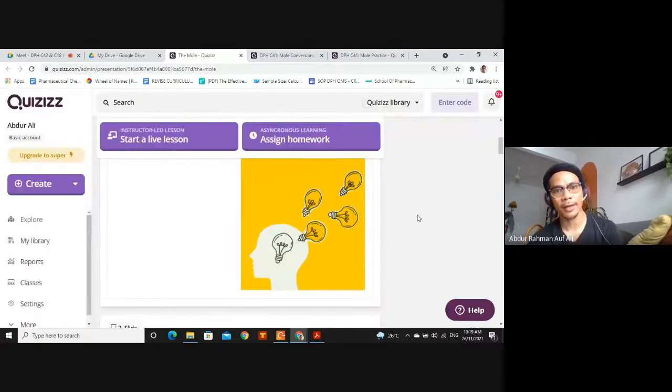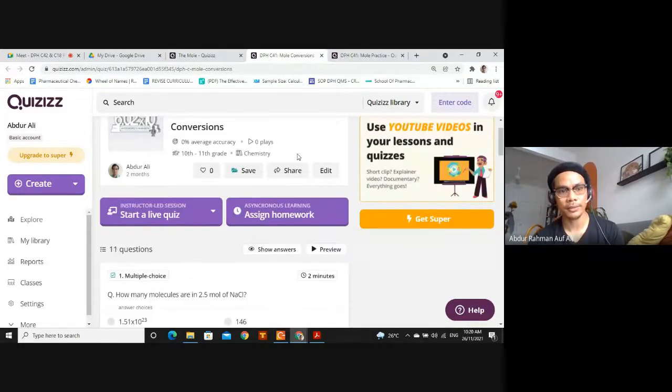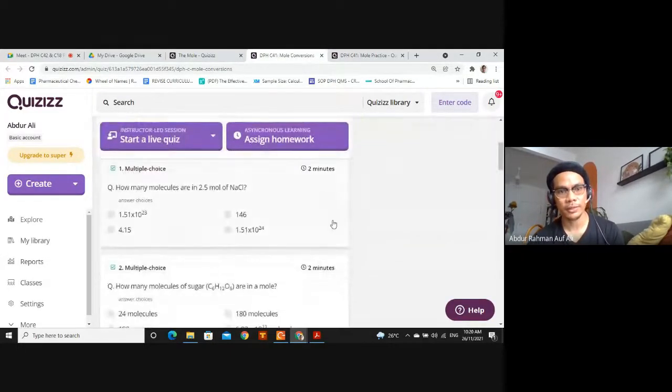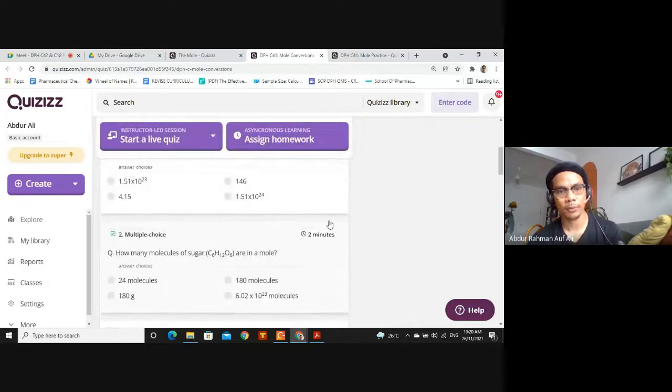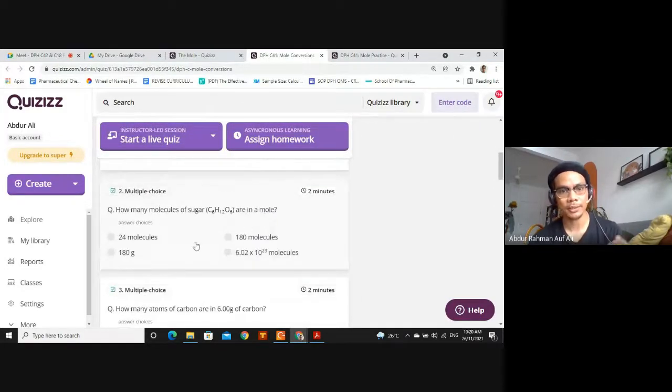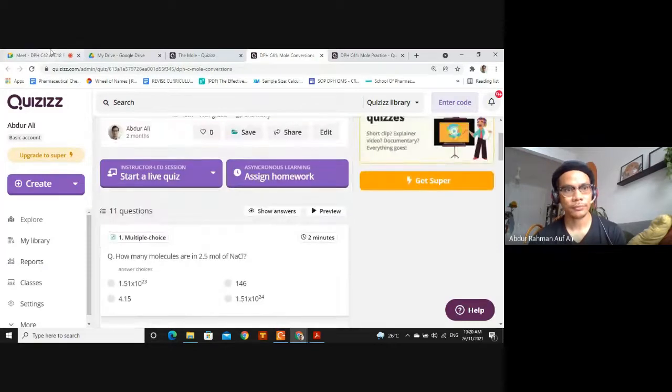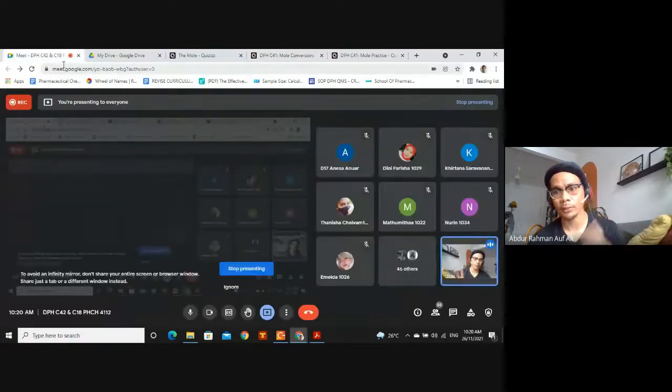Okay, so let's take 5. After this, kita akan buat mole conversion practice ni. We have 11 questions. Kita akan tengok how to convert from mole to mass, macam mana nak guna molecular mass. Okay, boleh ya? So take 5, 10:25 kita akan sambung.